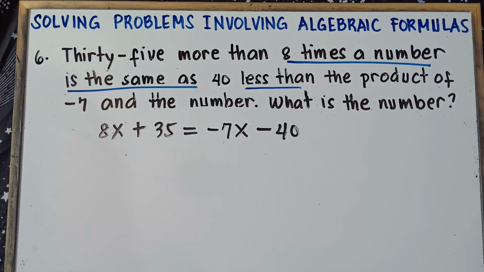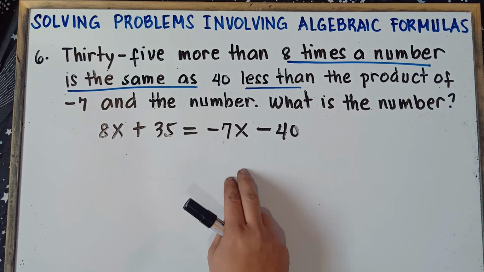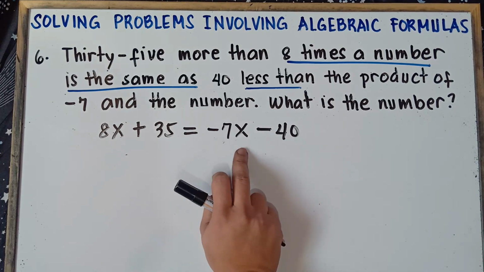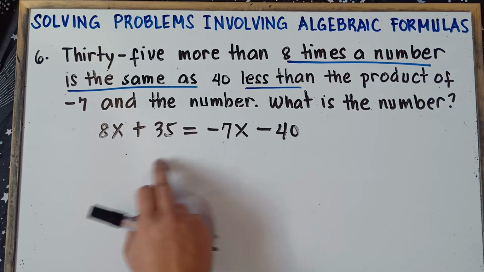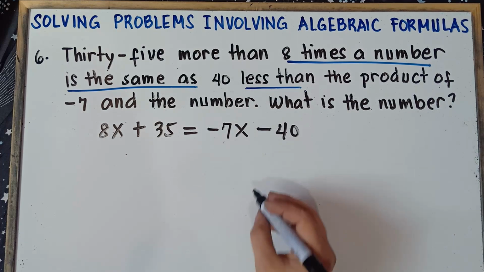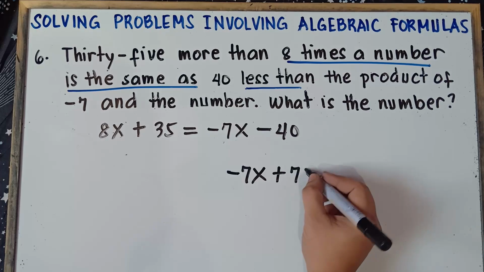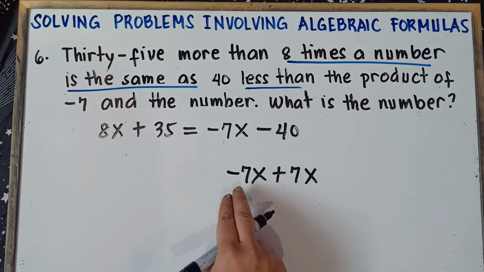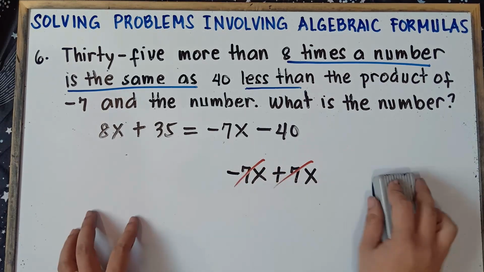Alright, now first thing to do, class, since we do have two letter x, the first thing that we need to do is remove this one letter x. To remove this one, we need to add both sides by positive 7x. Question, why is that, sir? Because negative 7x plus positive 7x, you can just simply cancel this out, right? Because this is 0. So therefore, we need to add both sides by positive 7x.